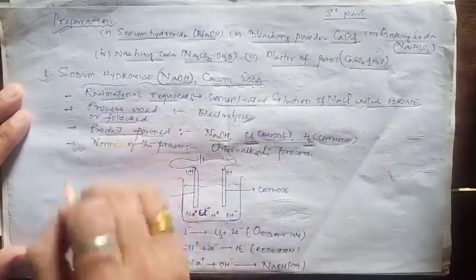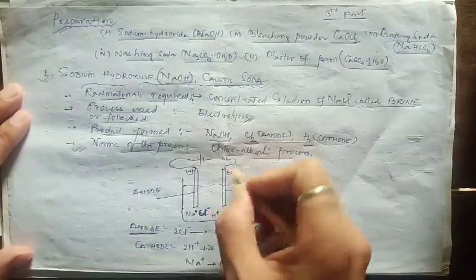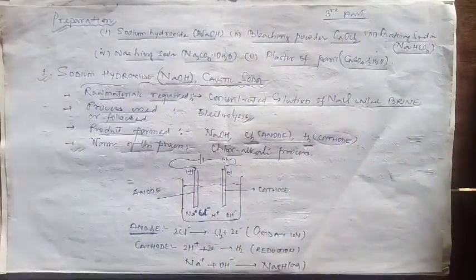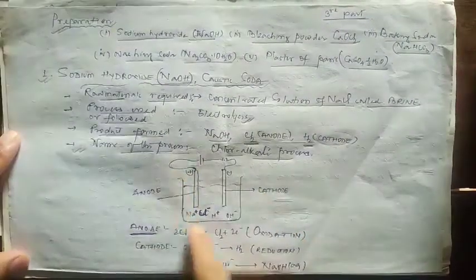And what is the name of the process? This process is also called the chlor-alkali process. We'll see why this process is called the chlor-alkali process. So, students, here is a brief setup for the preparation of sodium hydroxide. We have a container here, you can see this is a container.